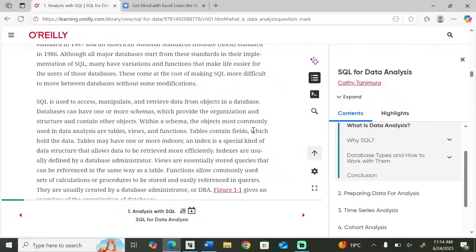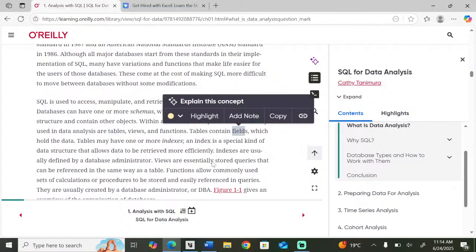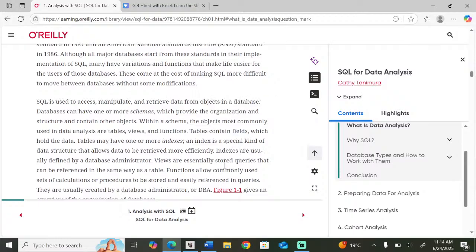Tables contain fields. The other name for field is just what we call columns, right? So how is a column written? A column is a vertical line, right?